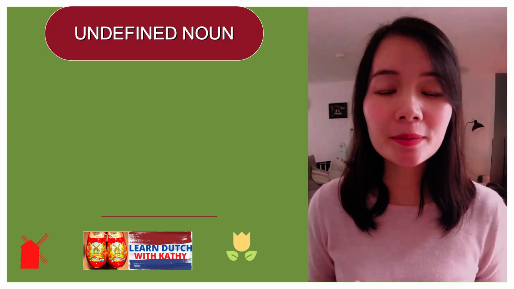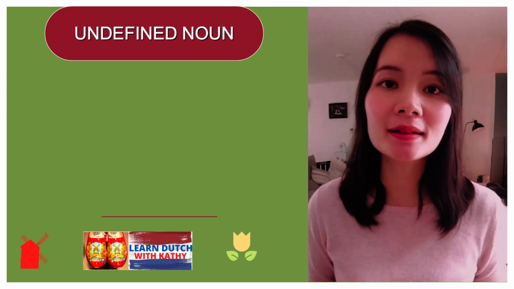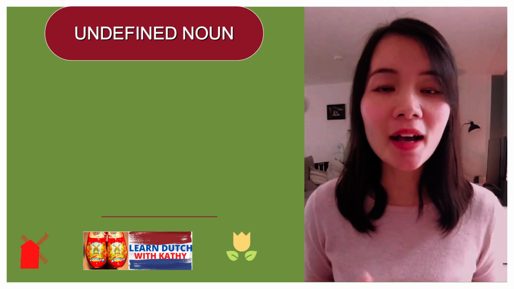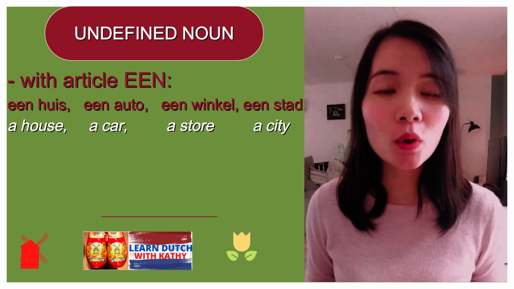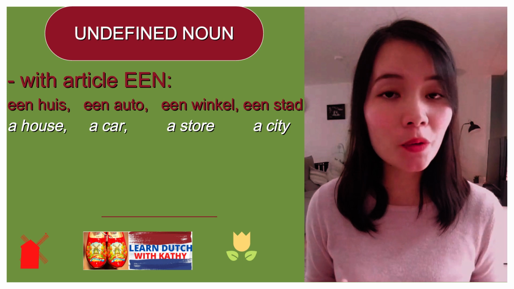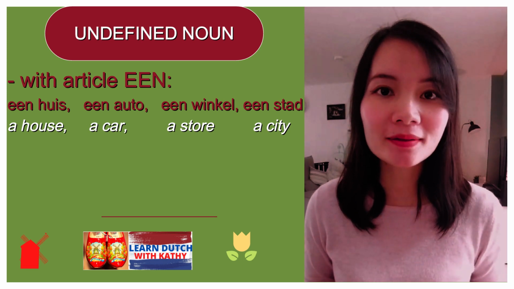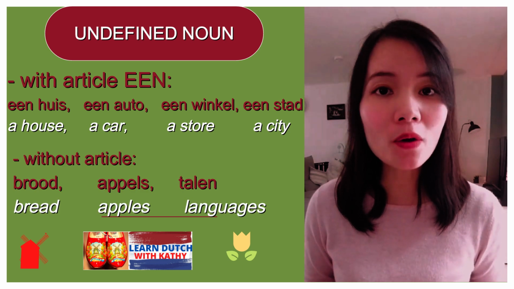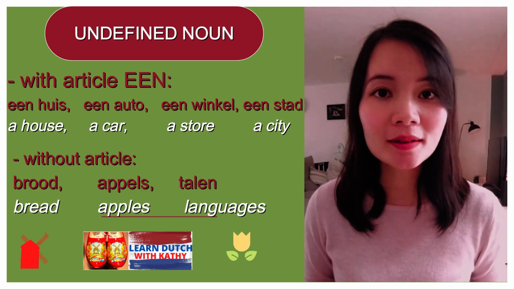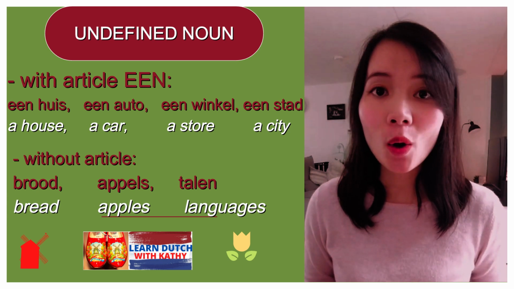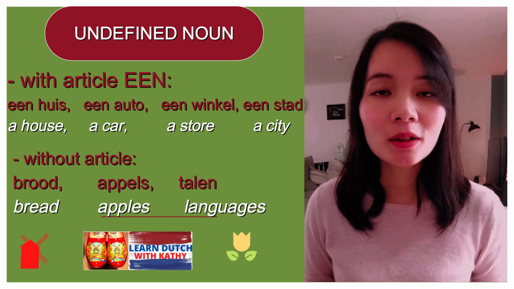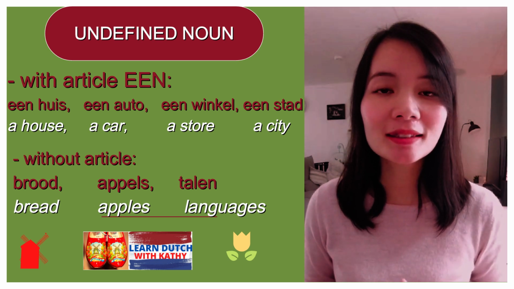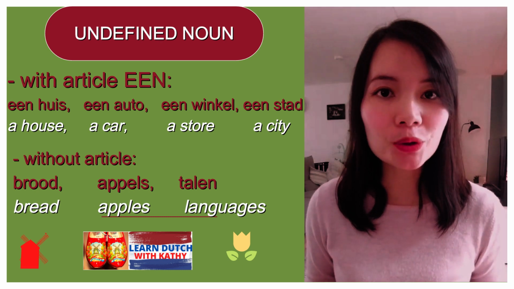So what would we do if the noun in a sentence is undefined? And what is the undefined noun? You could recognize the undefined nouns if they have an article een in front or if they don't have an article. For example, with an article een, een huis, een auto, een winkel, een stad. Or without article, when they are mentioned in general. For example, talen, brood, appels.